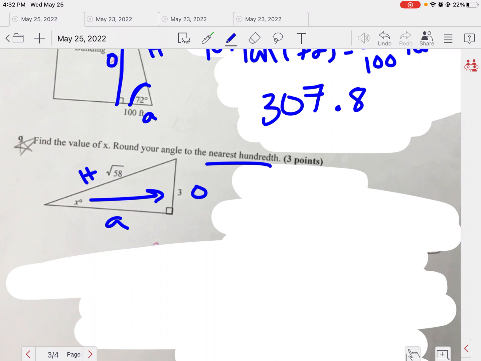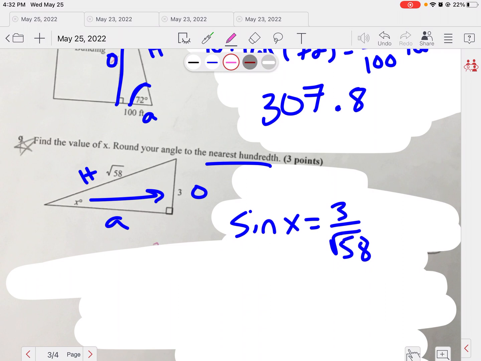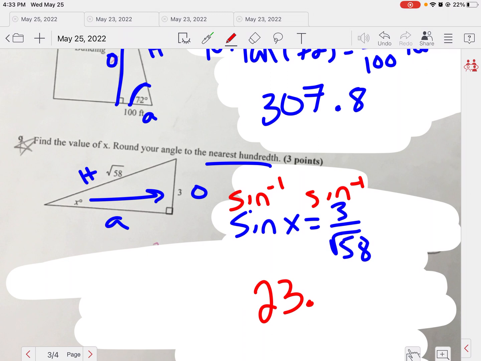So I'm going to have opposite over hypotenuse, which is sine of x equals 3 over the square root of 58. Again, we undo sine by doing sine inverse. Okay, so I'm going to do sine inverse of 3 divided by the square root of 58. Which is 23 point, we need to round to the nearest hundredth, which would go up because there's a 9, an 8 after the 9. So that makes it that, all right?